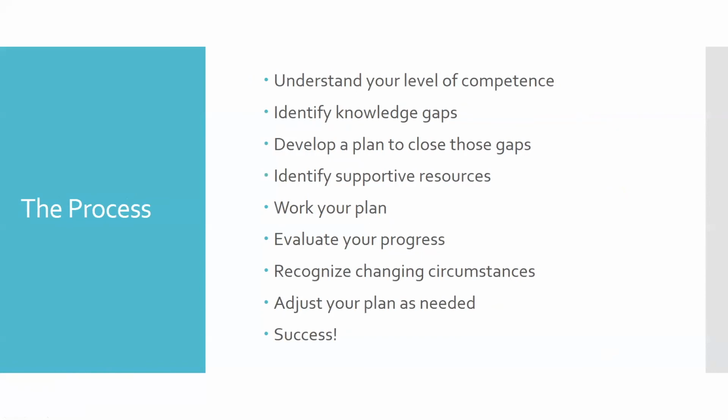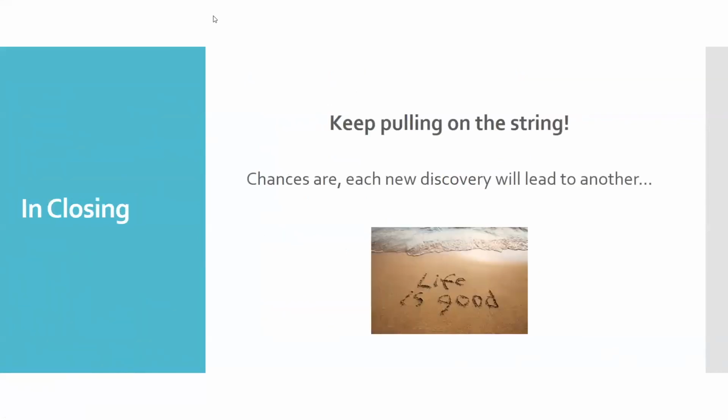The process then, just going back through it again as a reminder: we've talked about your level of competence, identifying knowledge gaps, developing a plan, identifying supportive resources, and now the baton passes to you to work your plan, evaluate your progress, recognize changing circumstances, adjust as needed, and success. Congratulations, you're now well on your way to becoming an expert. Keep pulling on the string. Each new discovery will lead to another, as I've learned things just doing this presentation, and life will be good.